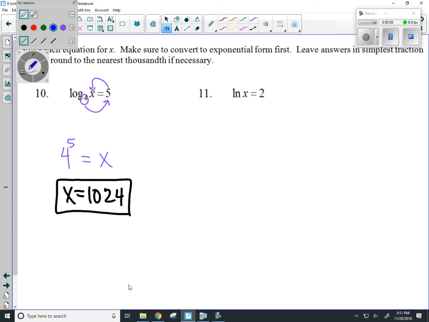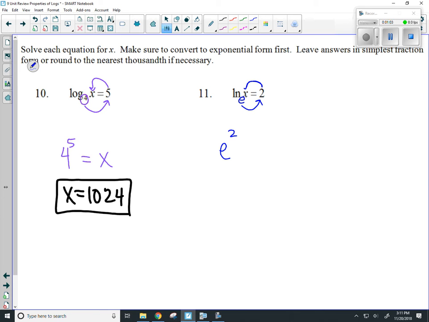For number 11, the thing you need to fill in here is e. ln, the base of it is e, even though you don't see it. So you'd have e squared equals x. Now, if you want to leave your answer like that, you could. That would be your exact answer.